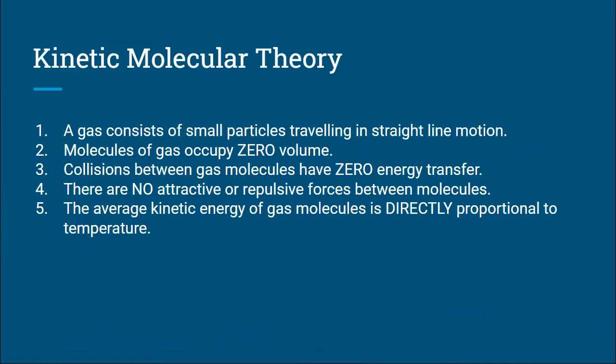The third line here says collisions between gas molecules have zero energy transfer. What that means is that when a gas molecule bumps into a different gas molecule, those two molecules are going to change directions, and they're going to change directions with the same amount of energy that they collided with. So if you hold a basketball up and you just drop it to the floor, it's going to bounce, but it's not going to return back to its original position. That's because some of the kinetic energy that basketball had in falling to the floor is transferred to the floor itself.